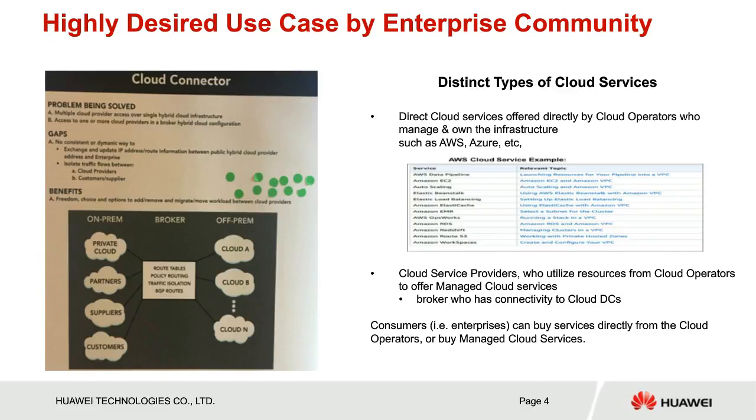One of the use cases highly desired by the enterprise community is Cloud Interconnect, a broker, because different cloud operators offer different kinds of services. For example, on the right hand side, we see the cloud services provided by AWS. AWS has lots of open information on the internet. You can find those services and how to use them. But there are many other cloud providers.